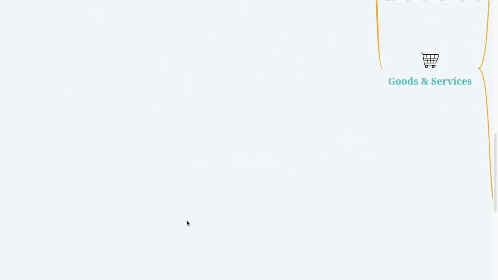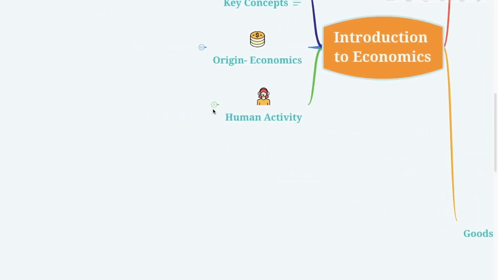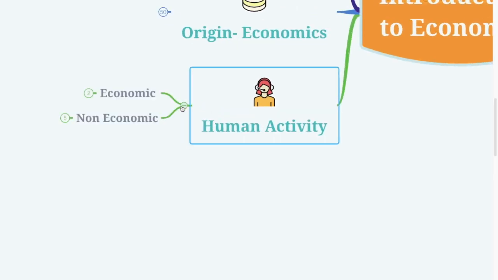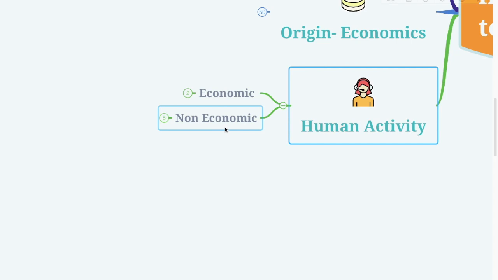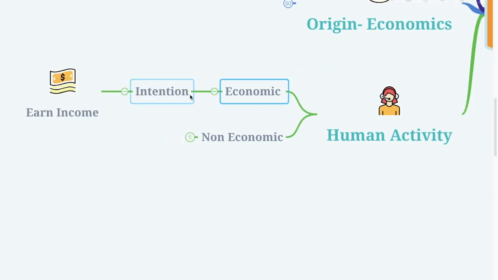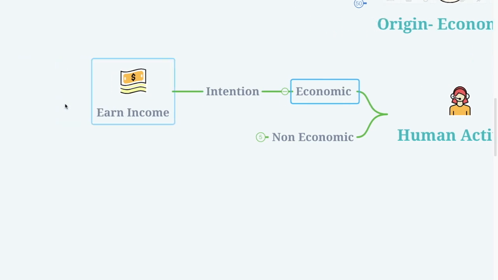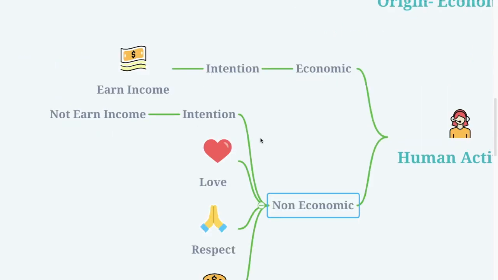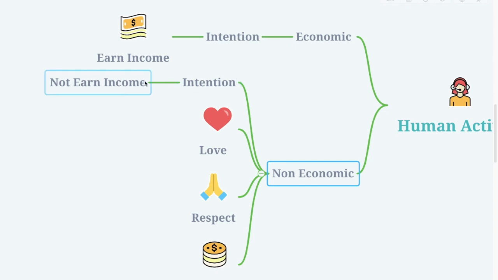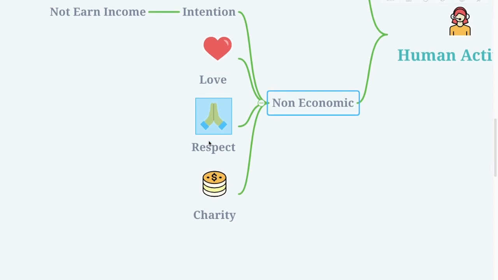Let's move on to human activity. What are human activities? There are two types of human activity. One, economic, the other, non-economic. So what comes under economic? In economic human activity, the intention is to earn money. In non-economic activities, the intention is not to earn income, but to do something out of love, respect, and charity. The best example is a mother teaching her child at home, or a mother cooking for her child at home.